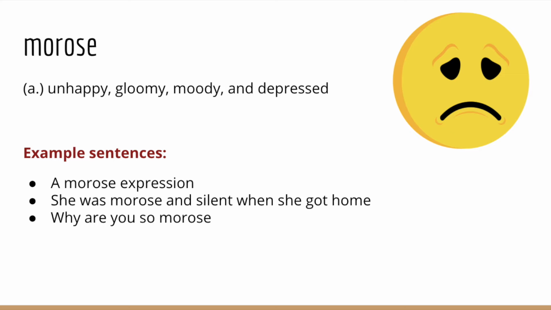The third example sentence here is, why are you so morose? So maybe next time when you see someone who looks very sad and very unhappy, instead of asking this person, why are you so unhappy? You can use, why are you so morose instead. Or next time when you want to ask somebody, why are you so depressed? You can instead use, why are you so morose?